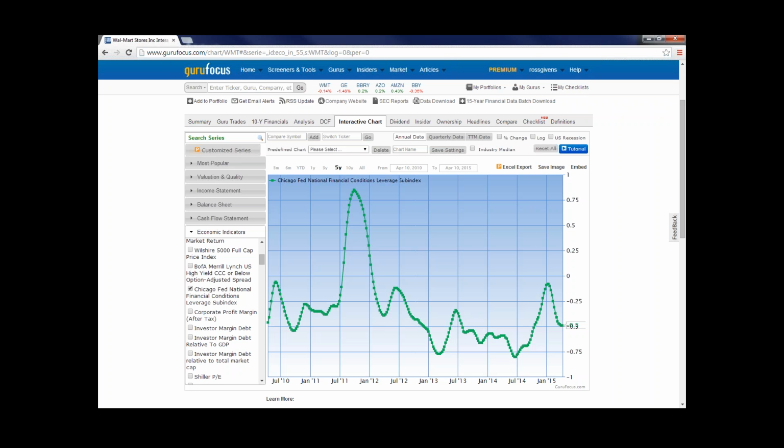Scott asks, if you use PE as an example, does GuruFocus use the real price versus the last available quarter result? Yes, it does. Yeah, use the trailing 12 months, right?